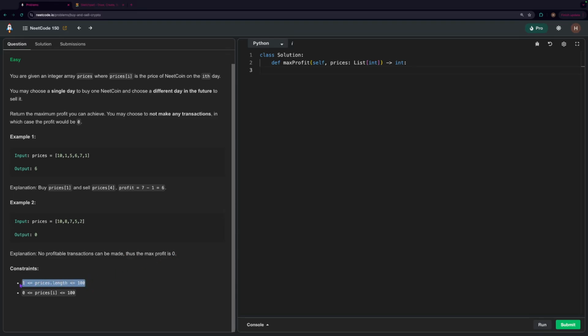The length of prices is always going to be between 1 and 100 inclusive, so we don't have to worry about an empty array. And the prices themselves are always going to be between 0 and 100 inclusive.